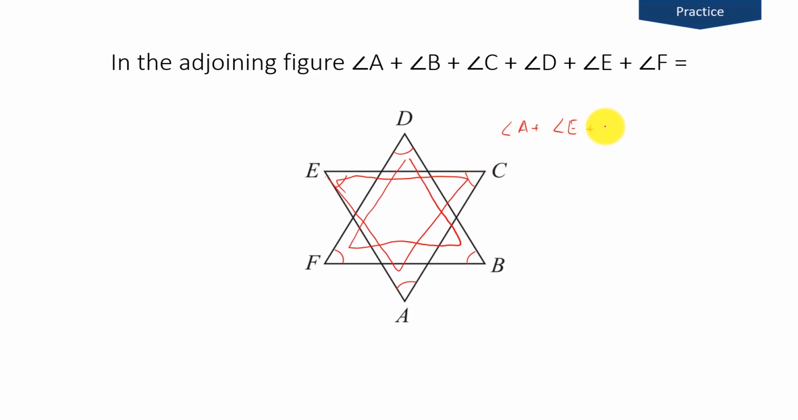The sum of angles of ACE is equal to 180 degrees. We know that the angles within a triangle add up to 180 degrees. Similarly, angle DFB is equal to 180 degrees. And we want to find the sum of these two. So the total angles is 360 degrees. So although the shape looked complicated, it was just made by joining two triangles and we easily found out the sum of all the angles.